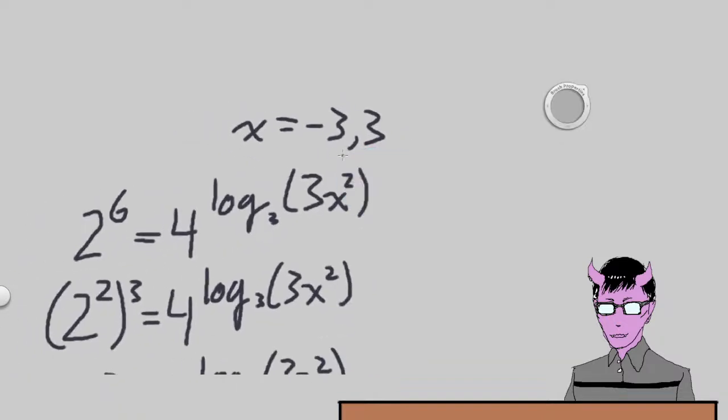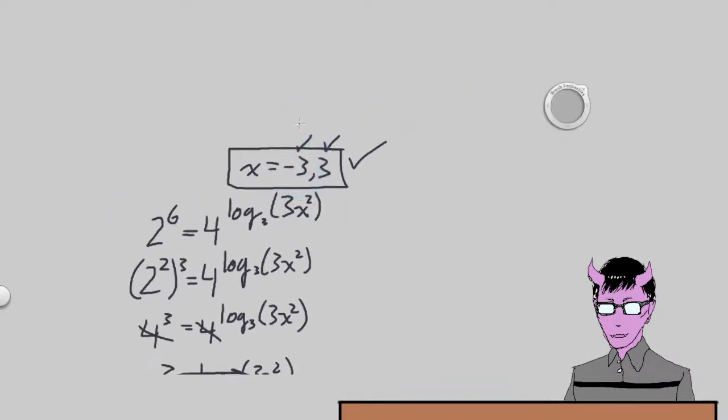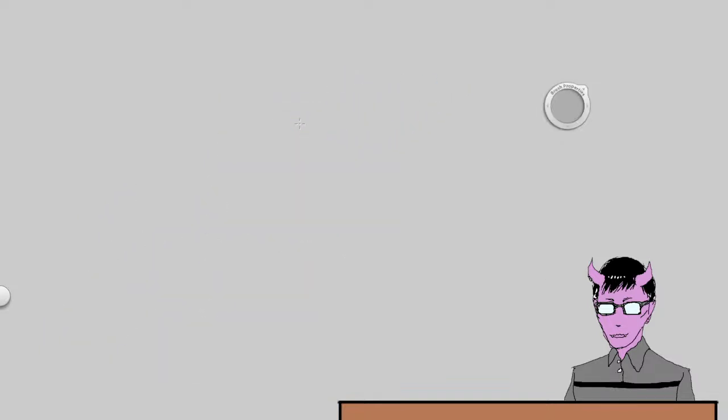Are both answers valid? Yes, because we have a square here which will eradicate negative signs. So keep that solution and keep that solution. So both solutions are good to go. That was so much faster than the previous problem.